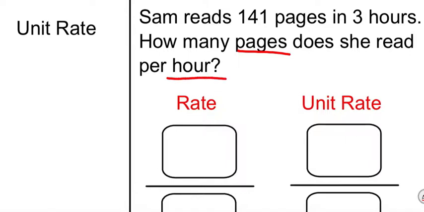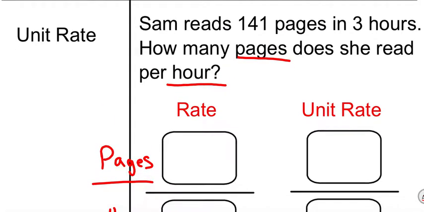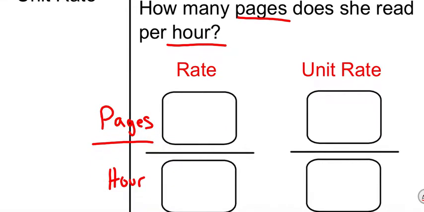Our rate is going to be in the exact same order. So I know that I want to have pages on top, hour on the bottom. When I go back and read, I know that it was 141 pages compared to 3 hours. So I put 141 over 3. Just like with a ratio, I always want to make sure that I reduce this. In the example here, when I reduce it, it's automatically going to turn it into a unit rate, however. A unit rate compares it to 1. So how do I get this 3 to reduce down into a 1? Well, I need to divide it by 3.